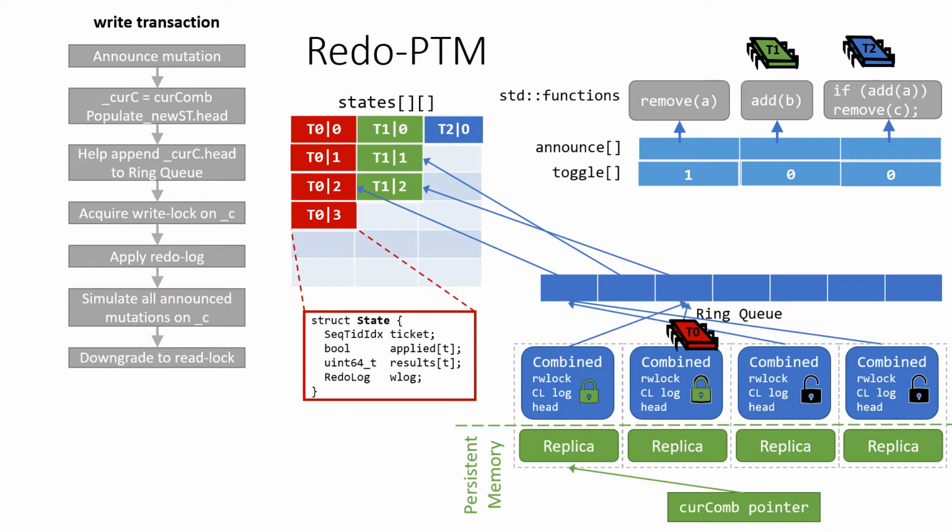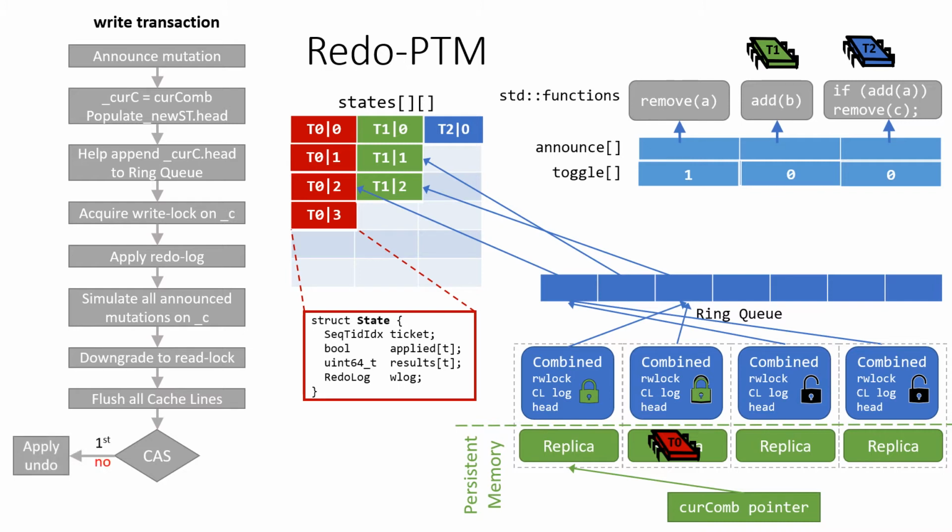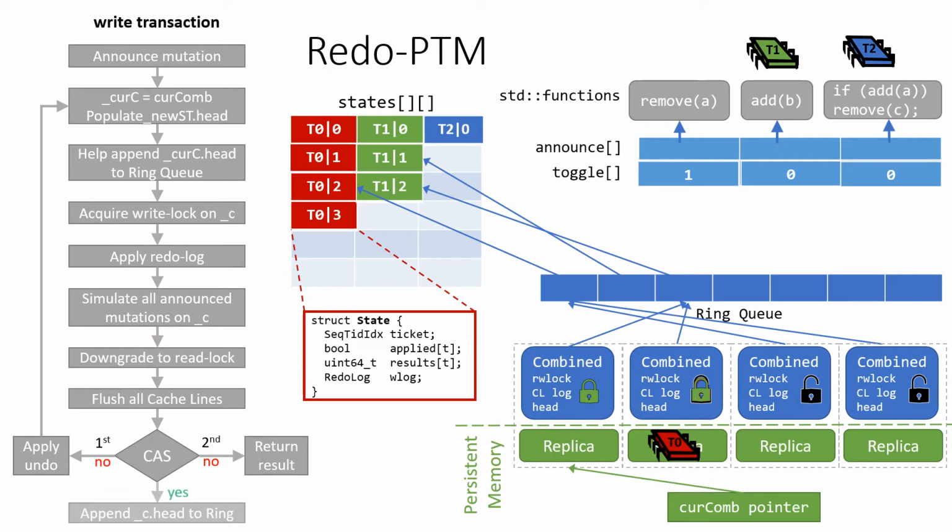It will then downgrade the lock to a read lock and flush all the cache lines that were modified on the replica. The last step is to do a compare-and-swap on the curComb pointer. If it's not successful, it will have to apply the undo log to revert those changes, flush them, and then restart everything. If it fails for the second time already, then it can simply return its result because it knows that its result is ready, it has been made by some other thread. And if it's successful, then now the curComb is pointing to its own replica and its operation is ready.